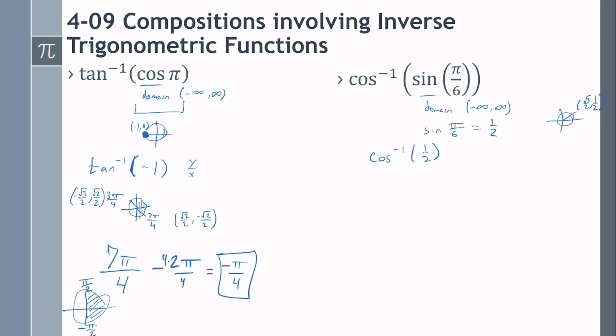Where's the x equal a half? That would be here. At this one, where it's a half, square root of 3 over 2. And that angle is pi over 3, which is in the range between 0 and pi.